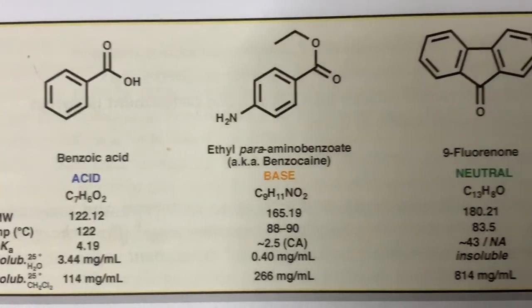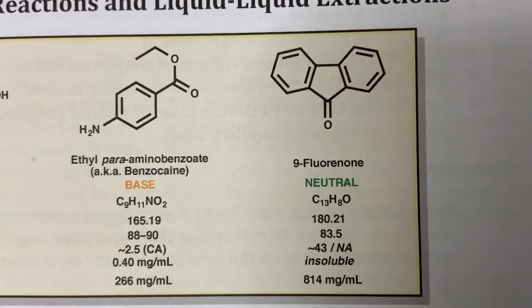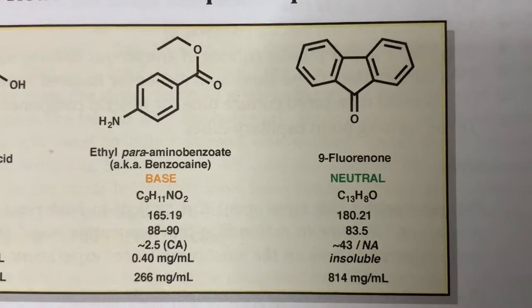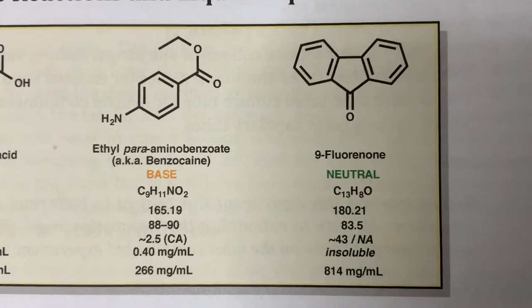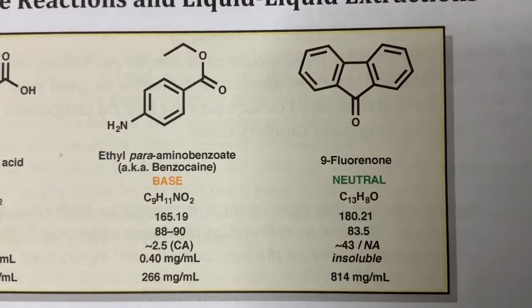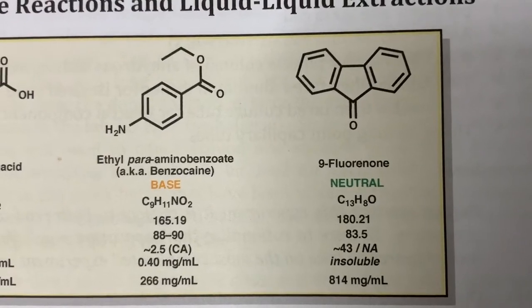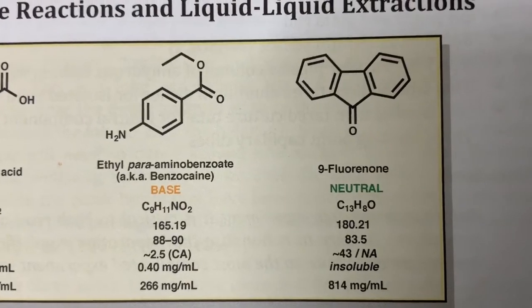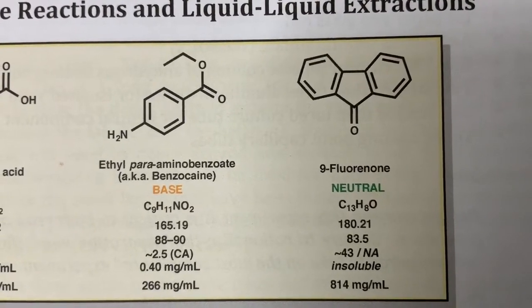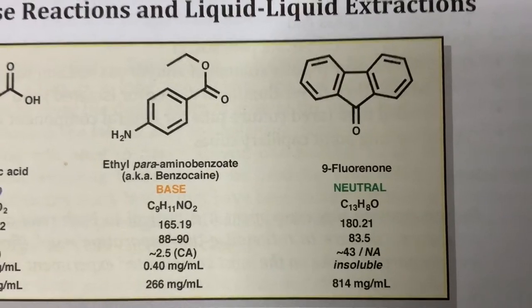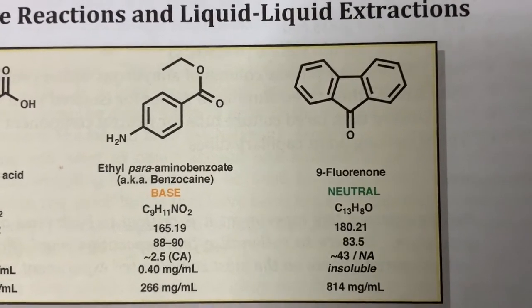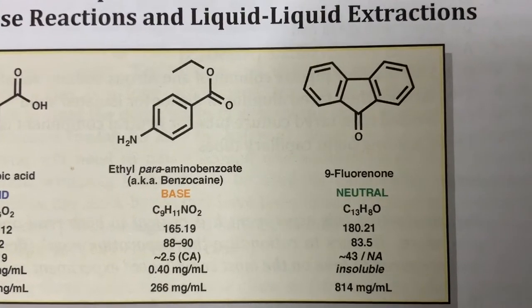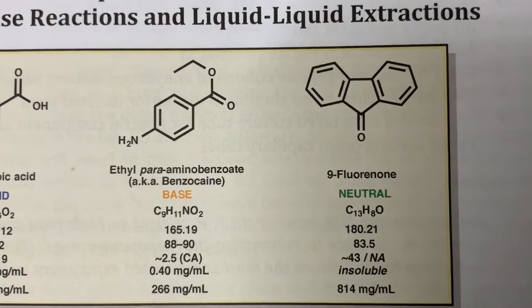The second compound that we're going to deal with is benzocaine, which is a local anesthetic, also known as ethyl para-aminobenzoate. It's named in this IUPAC setting because it is an ethyl ester of para-aminobenzoic acid. And we estimate that its pKa is around 2.5 when protonated. So when benzocaine is protonated, its conjugate acid has a pKa of 2.5. As a result, we're saying that benzocaine is a base.